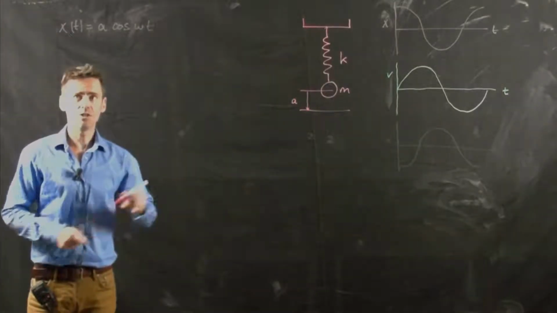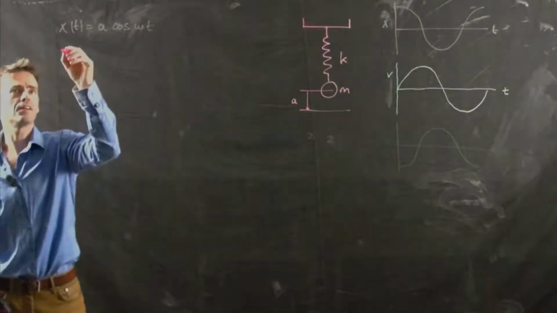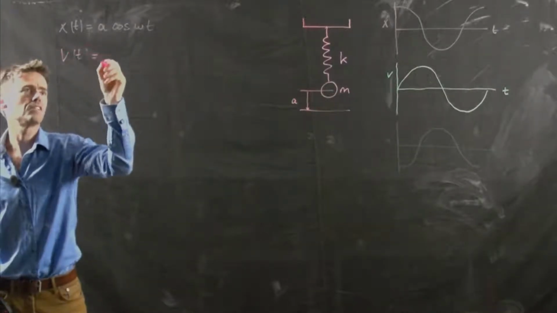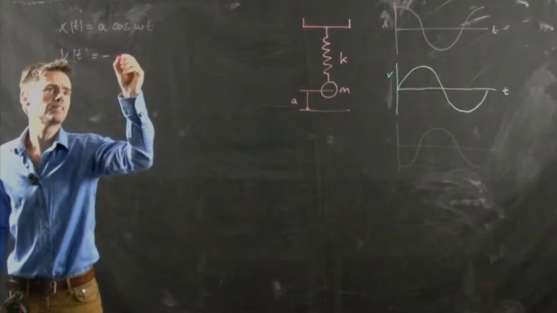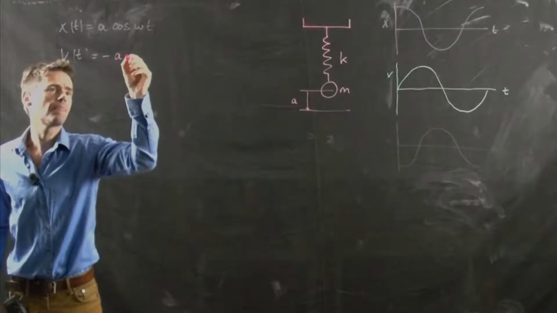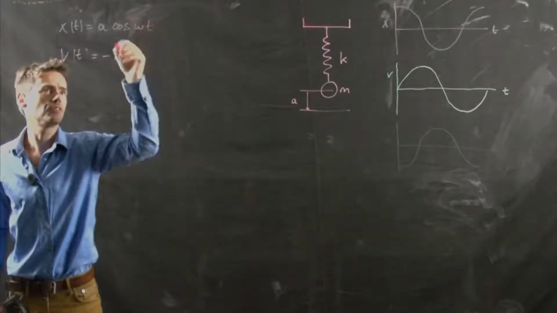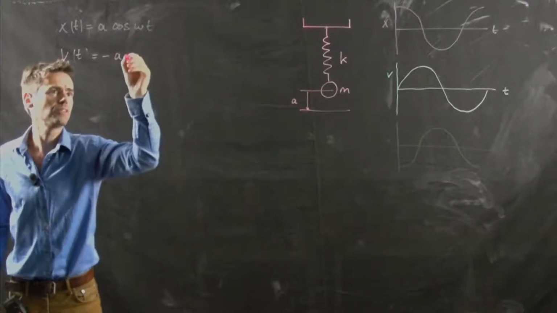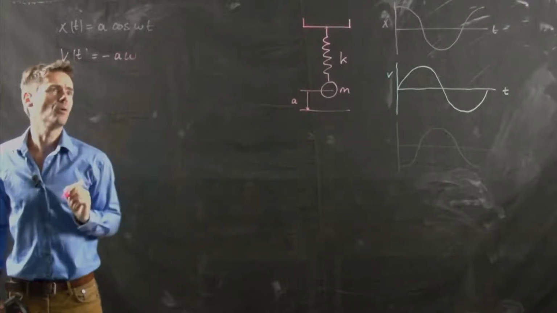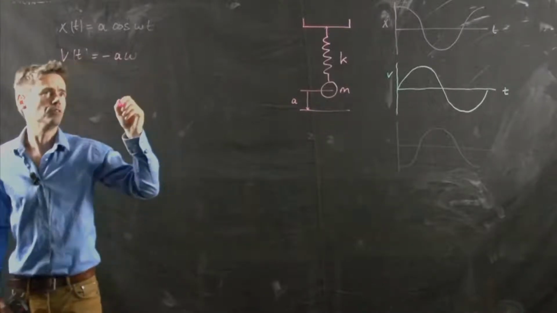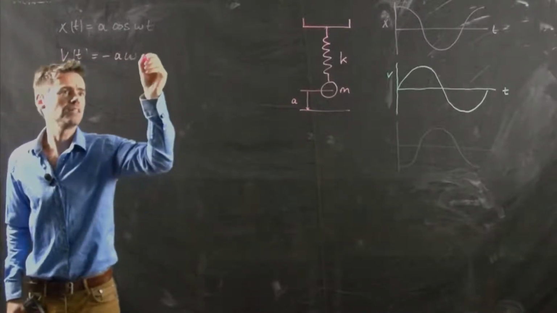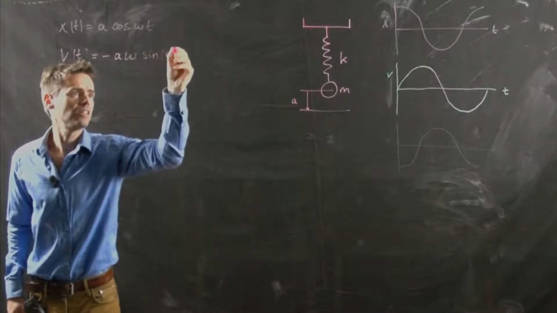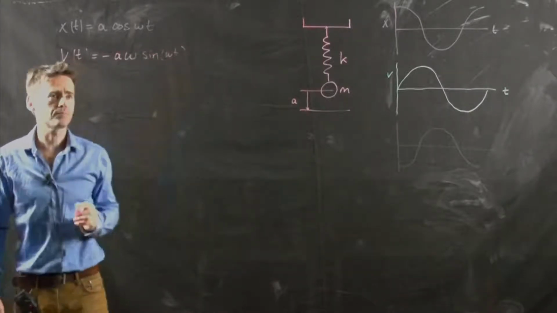So if this is the equation of motion, then our speed is given by minus a, and then we take the derivative, this cosine omega t. So first we take the derivative of this argument, so we get an omega, and then of course the derivative of this cosine is minus sine omega t. So this is sine omega t.